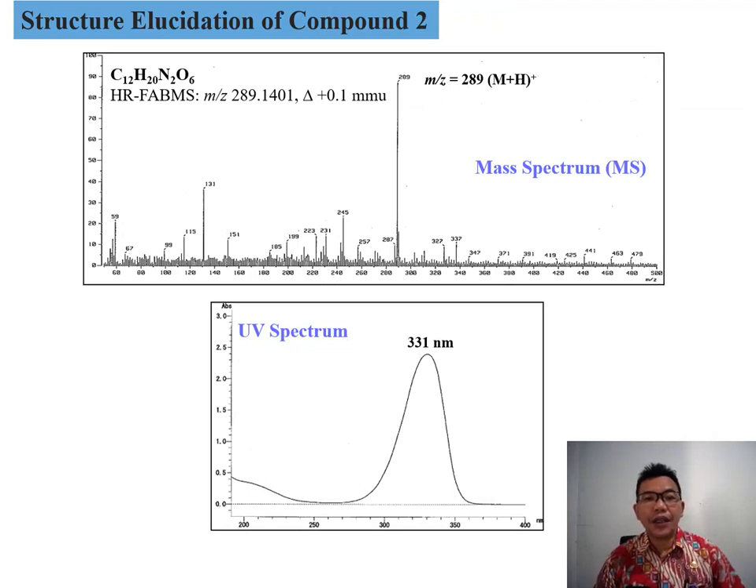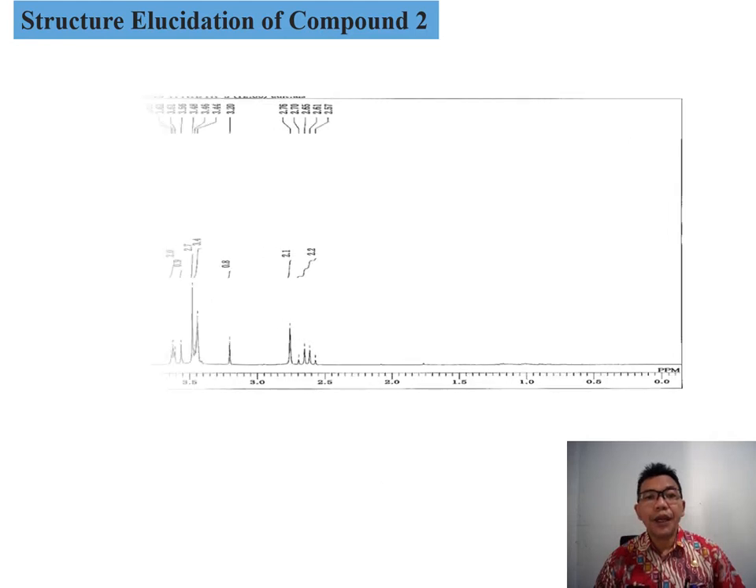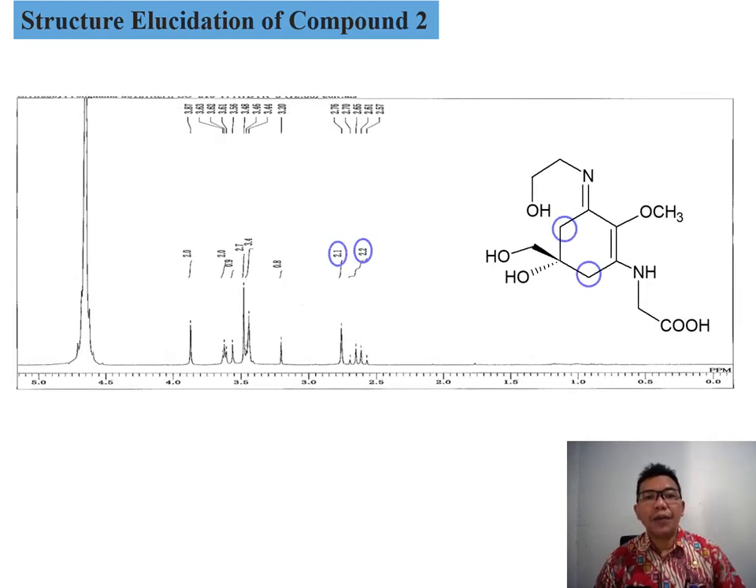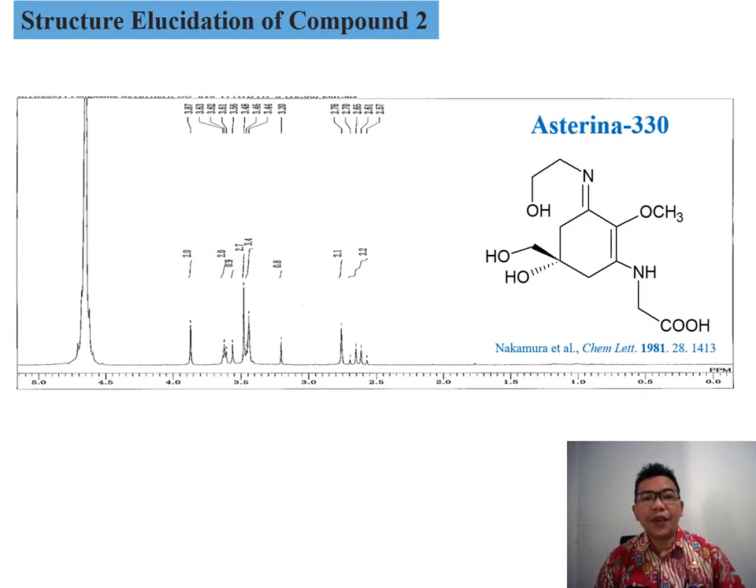Compound 2 was also isolated as a colorless powder. FAB-MS showed that compound 2 gave the ion peak at 289. Compound 2 has a molecular formula of C12H20N2O6, which was determined by high-resolution FAB-MS. The UV absorption maximum of compound 2 was detected at 331 nanometers. The proton NMR spectrum of compound 2 revealed the presence of two methylenes, two hydroxymethyls, one methoxy, and two N-methylenes.